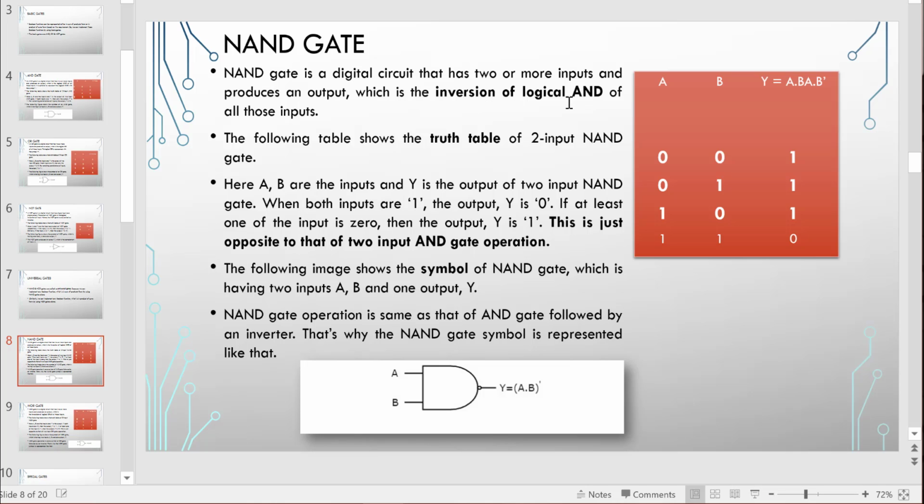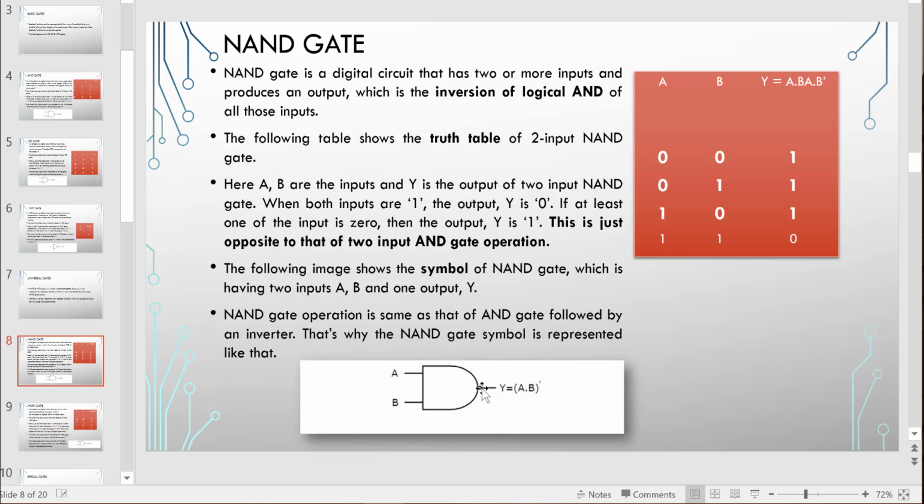As we have seen, the AND gate is represented by a D-shape, and here it is represented by a D-shape and a bubble or a circle on the output side of the gate, right? Similarly, it's a logic gate, so there are two inputs and a single output, right? And as we have seen, it is the inversion of the logical AND, right?